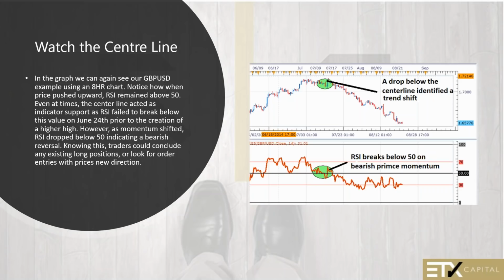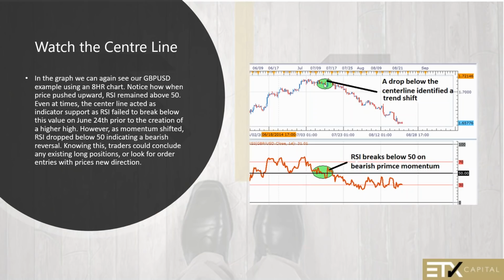So in the graph, we can see here the pound dollar. Notice when price pushed upward, RSI remained above 50, even at times when the center line acted as an indicator of support. RSI failed to break below this on June 24th.